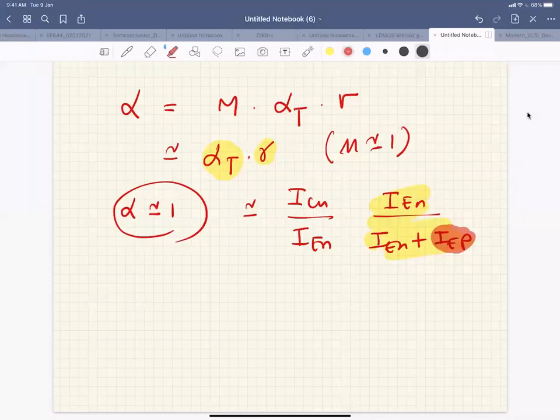And similarly, if I look at ICN by IEN here, if I want to improve this, I want to make sure that ICN is very close to IEN. That means I have to reduce the recombination component, the base recombination component, right? So to improve alpha, I have to make sure that IP is low.